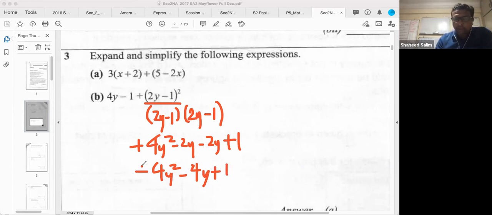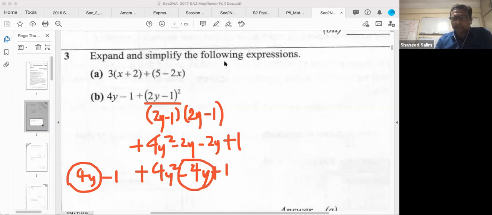Okay, then now you have 4y minus 1. This is plus 4y, minus 4y. You can cancel it. Correct. 4y minus 4y is 0. 1 minus 1 is 0 also. Your answer is 4y squared.